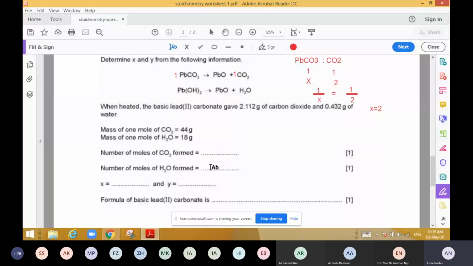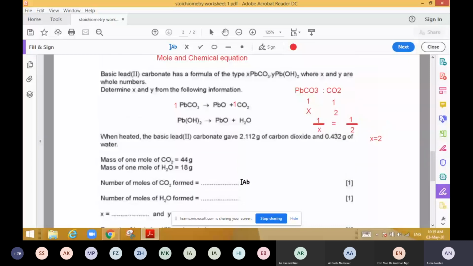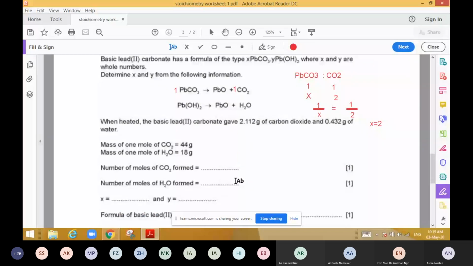Now, how to do this? The first two steps remain the same. You have to calculate the number of moles of carbon dioxide. You have to calculate the number of moles of water. Now, same thing over here. In the question they have already given you the masses of carbon dioxide and water. So you will just simply find the number of moles for it.